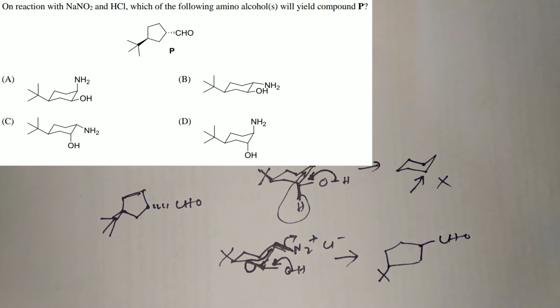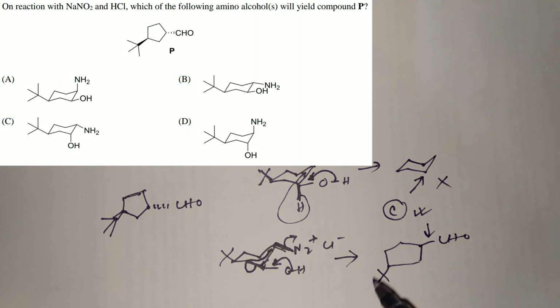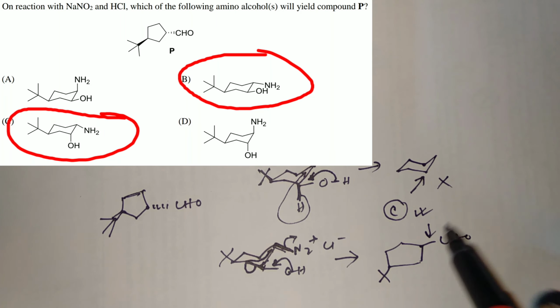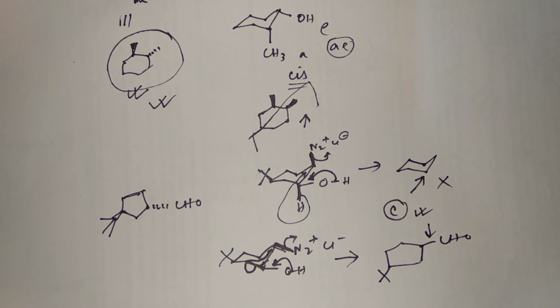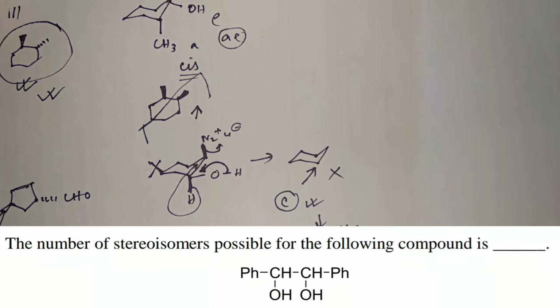Similarly, from option C, you will get the same product, and from option D, you will get nothing. So options B and C are correct. This is an MSQ type question, and options B and C are correct. Next, coming to question number 44, that is in JAM 2018.